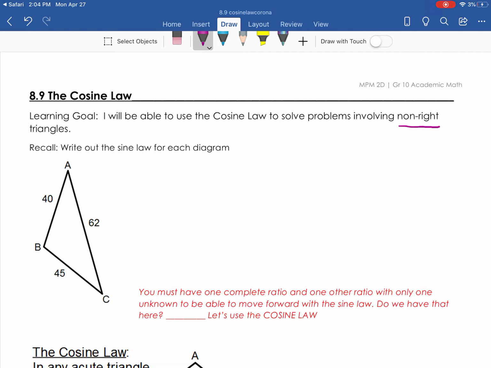Okay, so we're going to use, again, the cosine law for non-right angle triangles. But let's say we have this triangle here where we're given the side lengths. So we're given sides A, B, and C. So do the same thing where you label across.